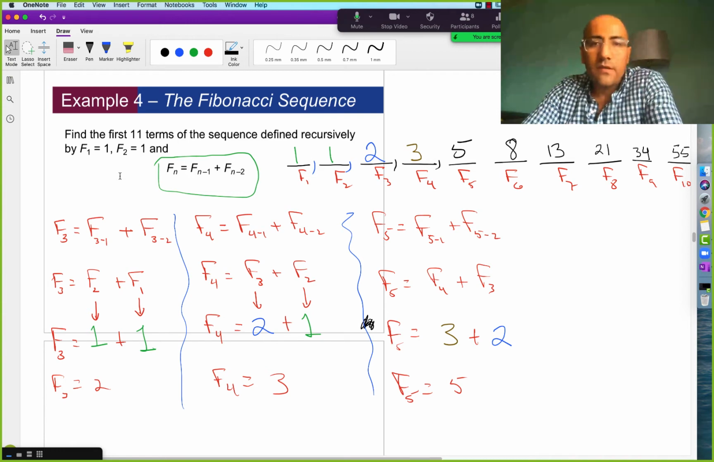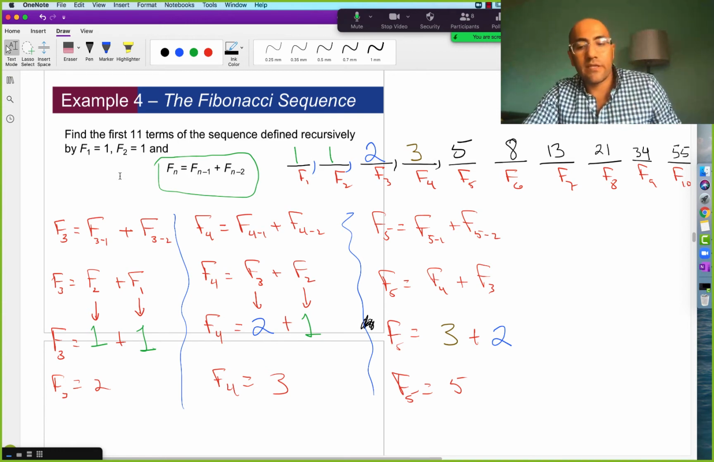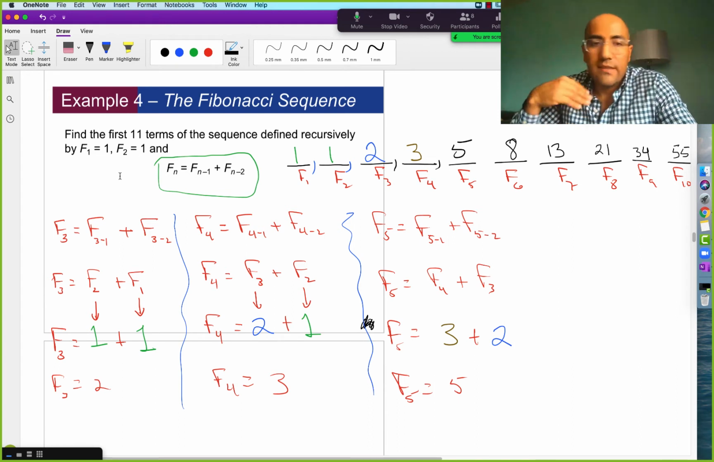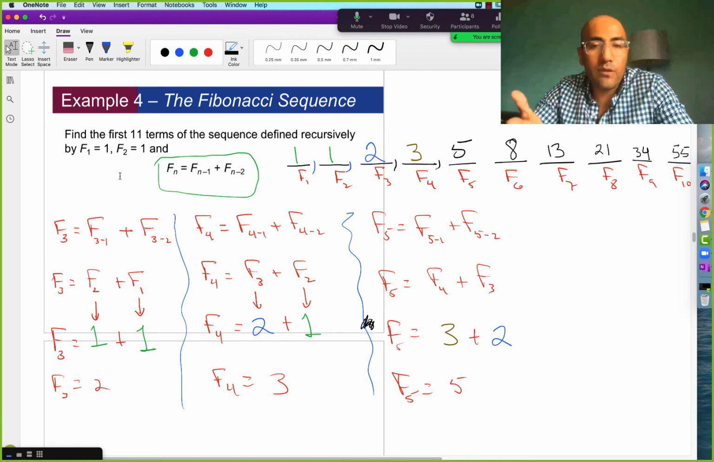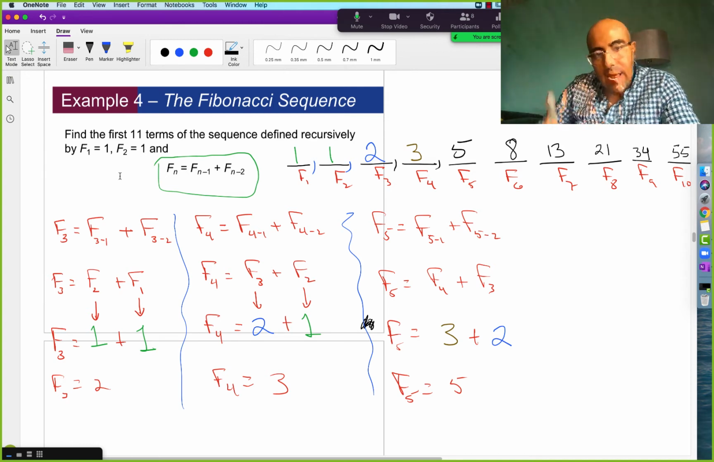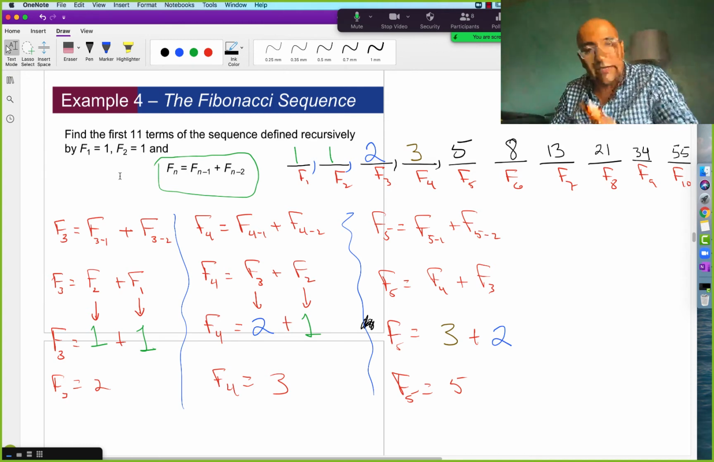Yeah. You know, that's a key characteristic of these types of recursively defined sequences. They got to get the ball rolling. They got to get you started with the first couple of them, maybe the first 2, the first 4, the first 5, because the next one is described by numbers that came before it.